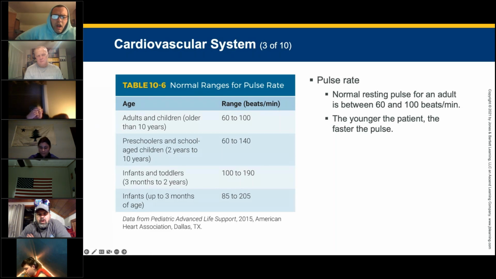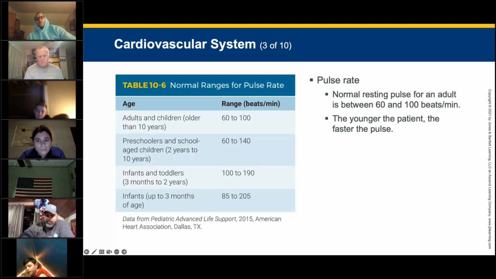Normal resting pulse rate for an adult is 60 to 100 beats per minute. And the younger the patient is, the faster the pulse rate is. So in the little table here, it shows all your normal ranges. That's something that's very important for you to remember. You're going to need to know this for your assessments. You're going to need to know it for your test, and you're definitely going to want to know it for your clinical time.